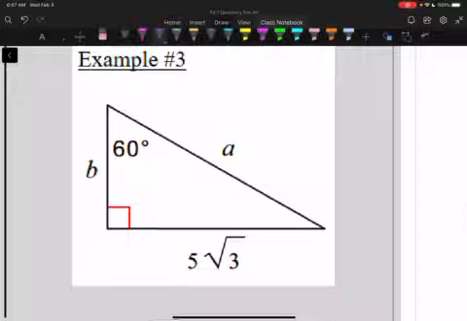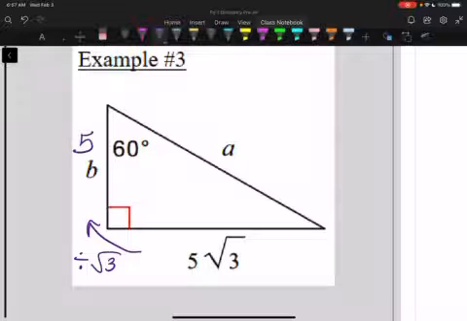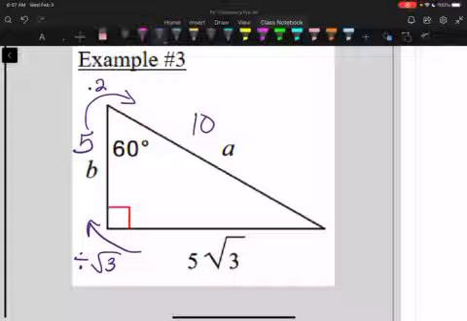Example number 3, now I'm given my long leg, so I need to get to my short leg first. So I'm going to divide by the square root of 3. So then that gives me 5. And then I can get to my hypotenuse times 2, so that's 10.